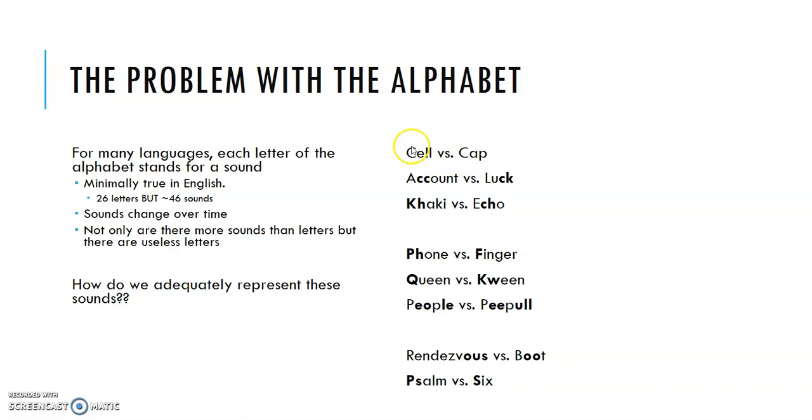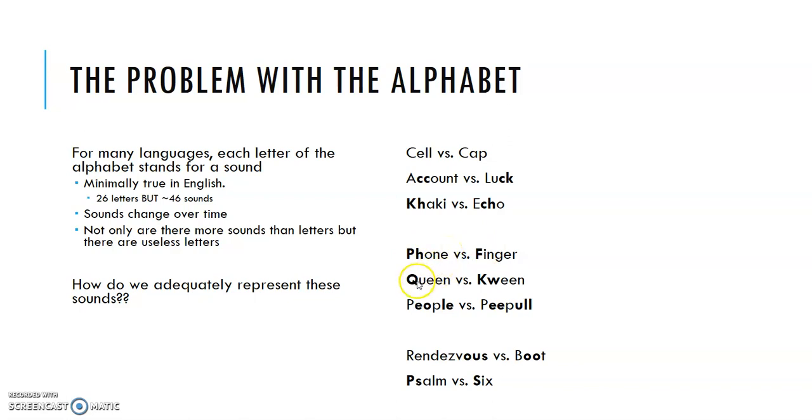When we look at these letters, we have a C at the beginning and a C at the beginning here, but we say them very differently. So these are going to get two different phonemes, and we have to be able to classify that. We also have differences in account versus luck. We have the same sound, but different letters. The same for khaki versus echo. We have the same sound, but different letters, and these are again different from our luck and our account. And then we can have multiple letters that give us a single sound. So for phone versus finger, the same sound, even though we're using different numbers of letters.